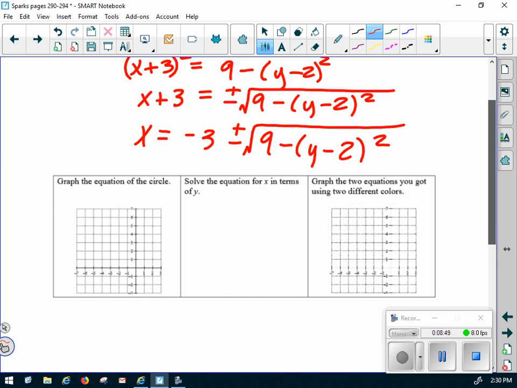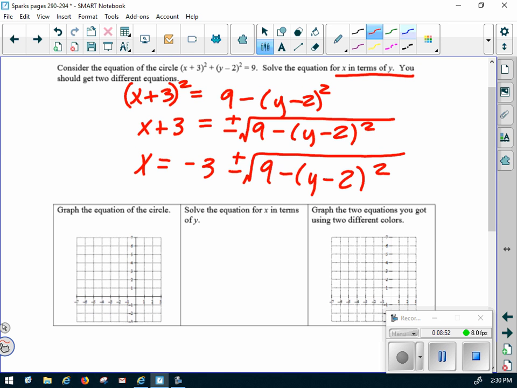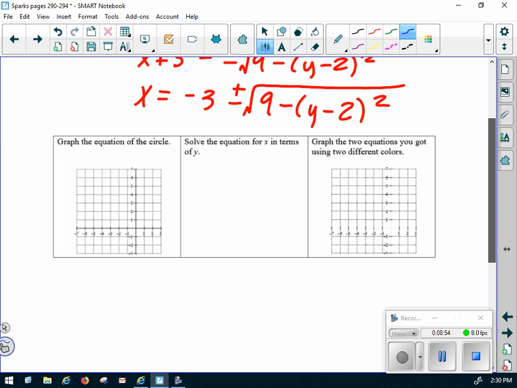So you got two equations, yes? Yep. Okay, our two equations then. X equals -3 plus, oops, let's just do the plus, and then we'll do the minus.